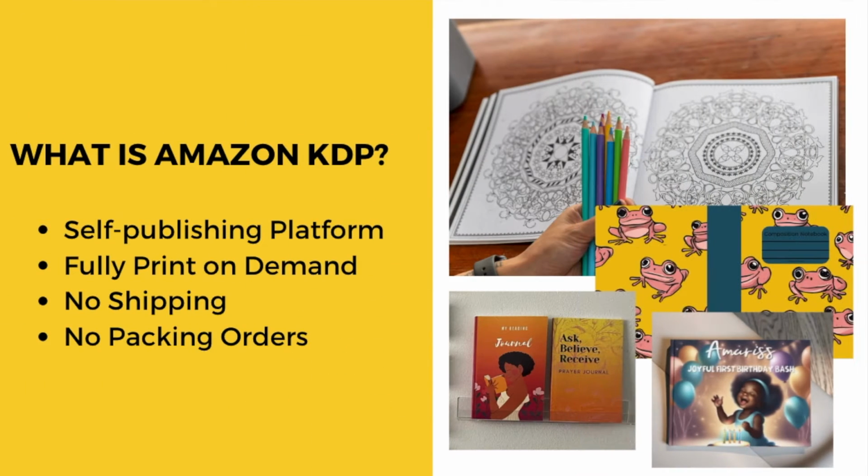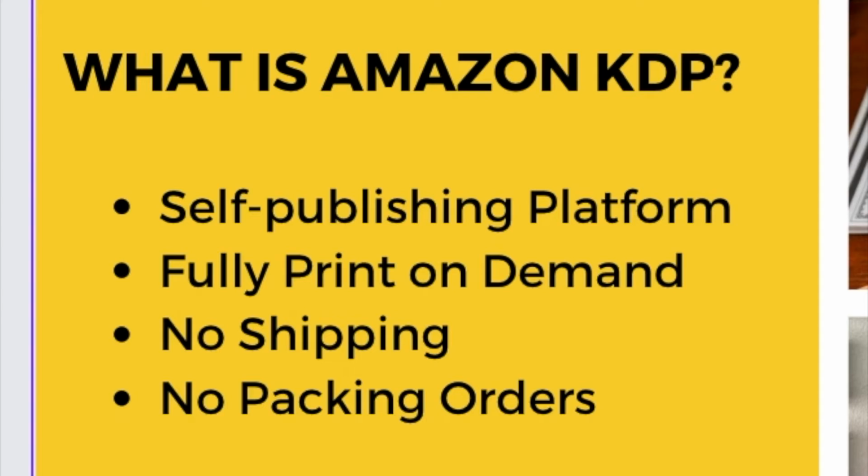All right, so what is Amazon KDP? Well, Amazon KDP is a self-publishing platform. This platform allows you to self-publish your own books. It is completely print on demand, which means that you don't ship or pack any orders. So Amazon is going to take care of all of that. They're going to print your book and send your book to your customer. And should your customer ever return, hopefully not, any books, Amazon also takes care of any returns.